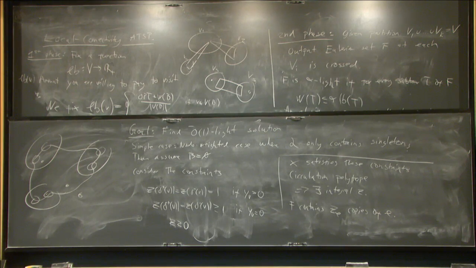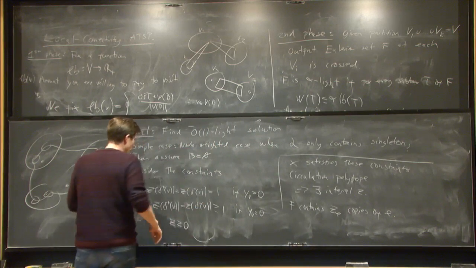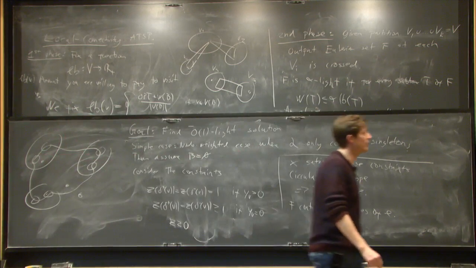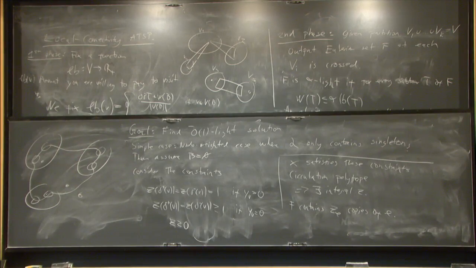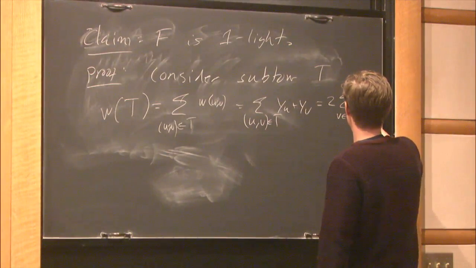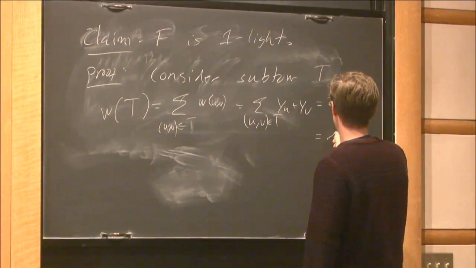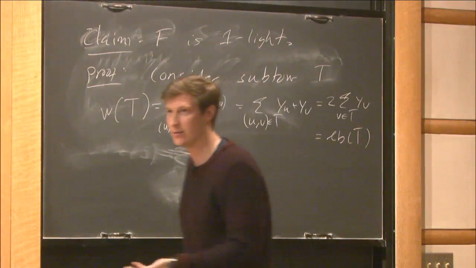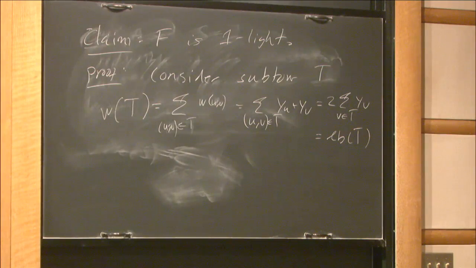So let me write this UV, which now is just a node weight, so the weight of this edge is equal to the sum over UV in T of YU plus YV. But now everybody that has a positive value has exactly one edge entering and exiting it. So this is equal to 2 times the sum over vertices in my tour of YV. And this was exactly LB of T. Okay, so it's a one-light tour. So that was clean, and this is easy. That's intuitively why this was designed to make node weighted work.